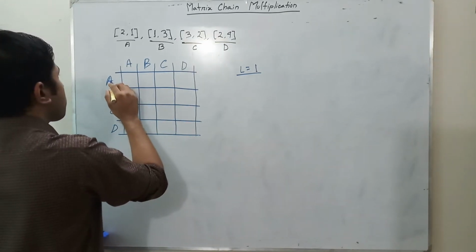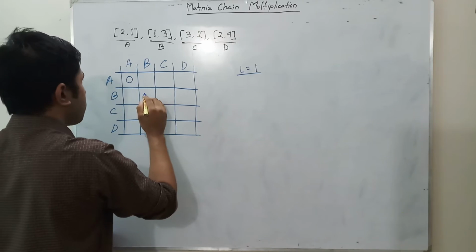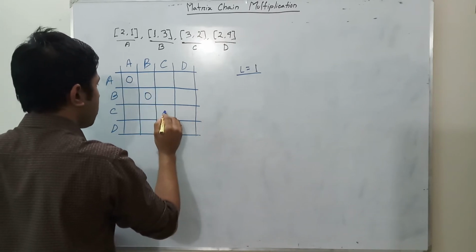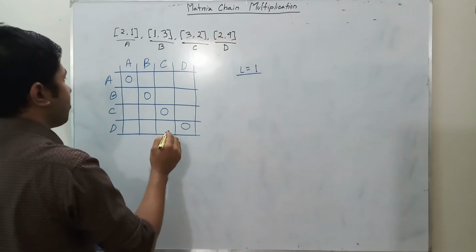So A with A, the value will be 0, B with B, the value will be 0, C 0, D 0. We don't need any multiplication operations here.